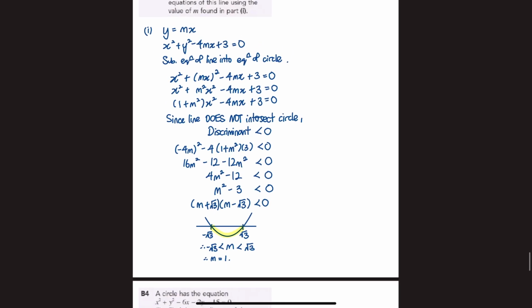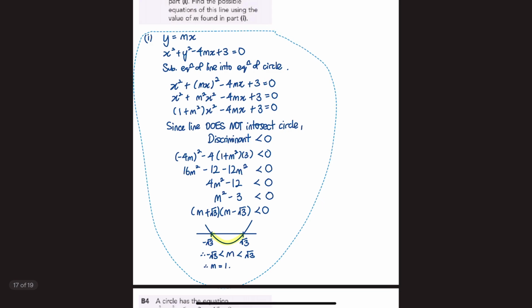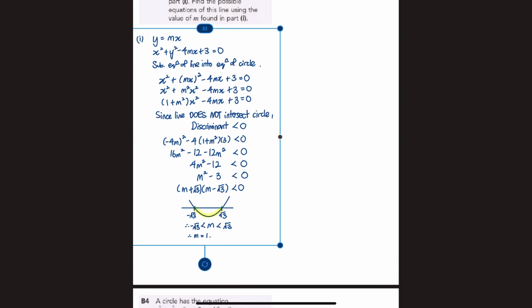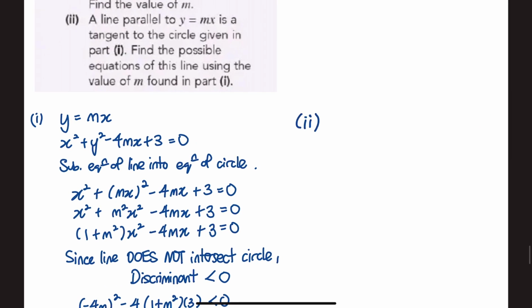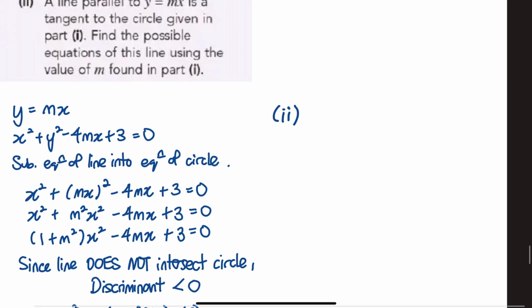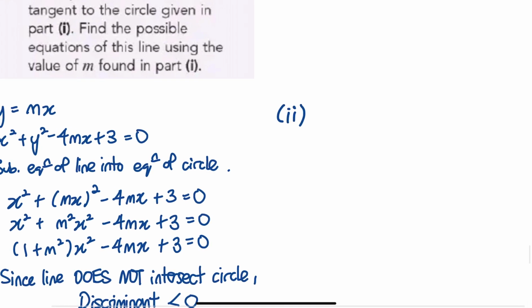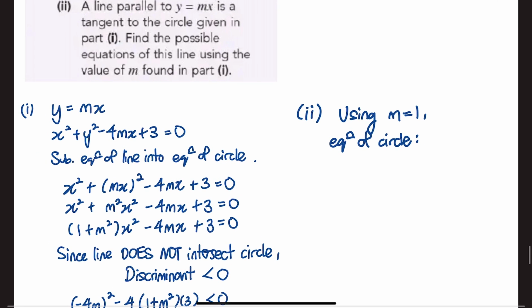Then now let's look at part 2. Part 1 done, part 2 now. A line parallel to the line y equals mx is a tangent to the circle. So let's look at this using m equals 1. Using this value of m found in part 1, m equals 1, the equation of the circle is simply x squared plus y squared minus 4x plus 3 is equal to 0. This is the equation of the circle.